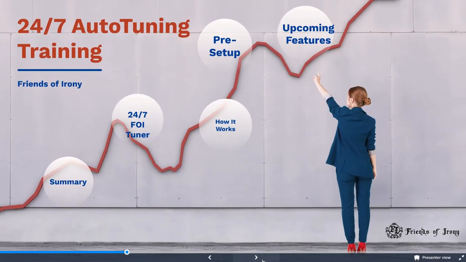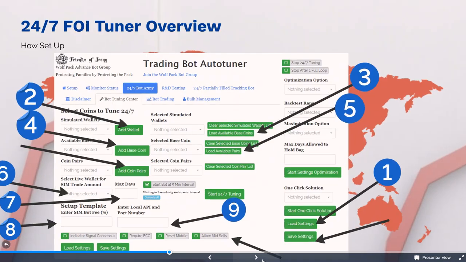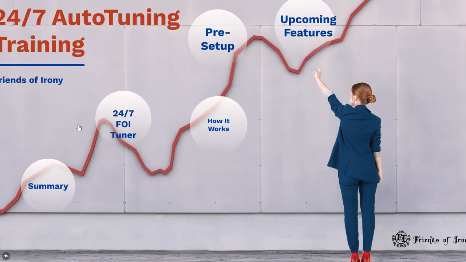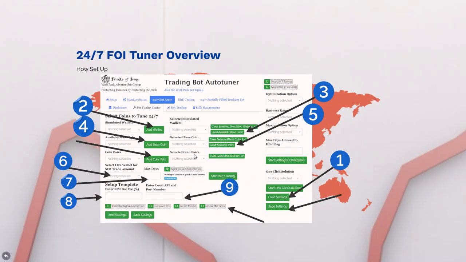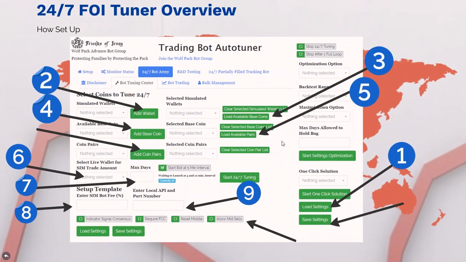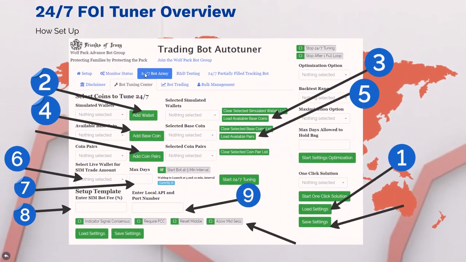Alright, so I want to show you, this is the FOI tuner overview. I'm just going to zoom out a little bit so I can get a better view. I did my best to do this label. So there's a couple more extra settings. It's called 24/7 Bot Army, and under there's this Bot Tuning Center.